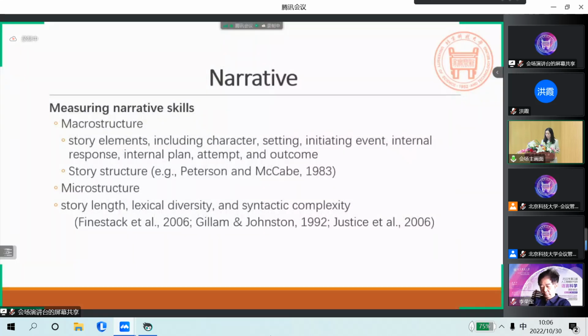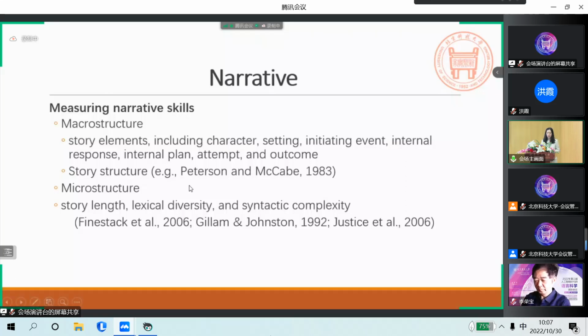Because narratives involve those knowledges and skills, researchers usually tap into narrative skills in two aspects: macro and micro. Macro structure deals with the binding of the story. This is the general overall structure. Usually, it is defined by, for instance, story elements and story structure.